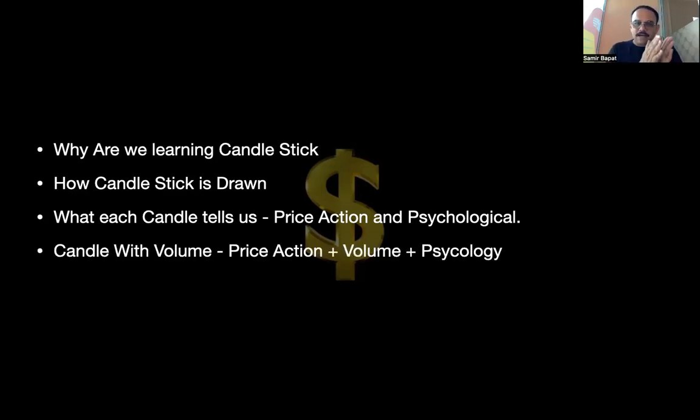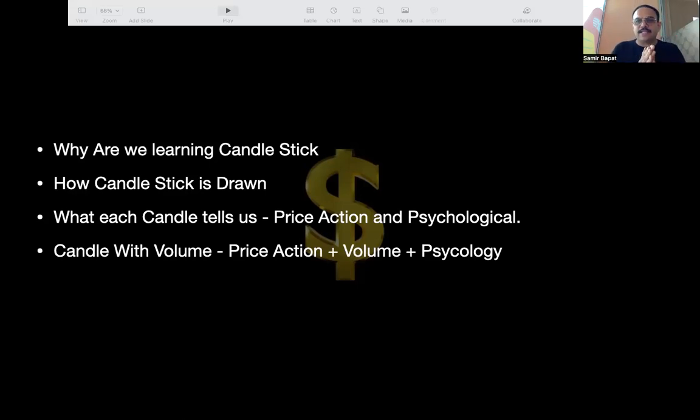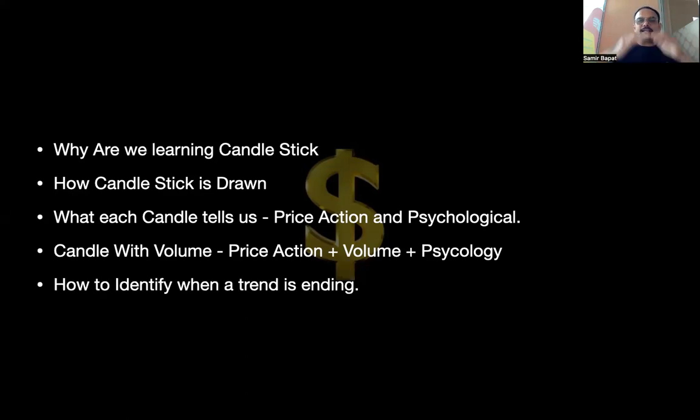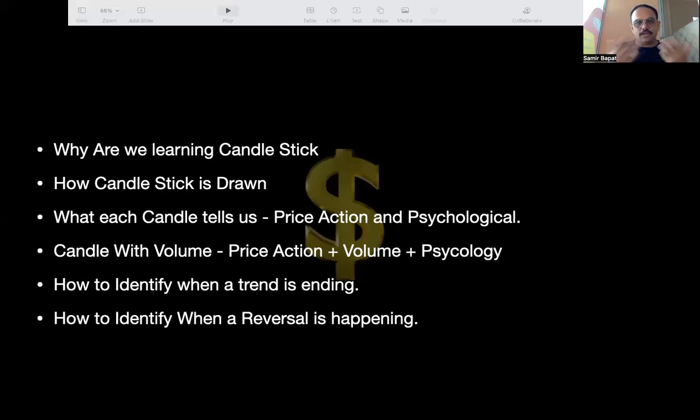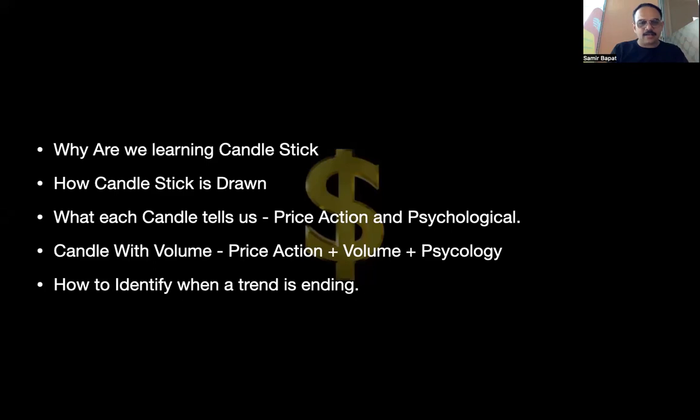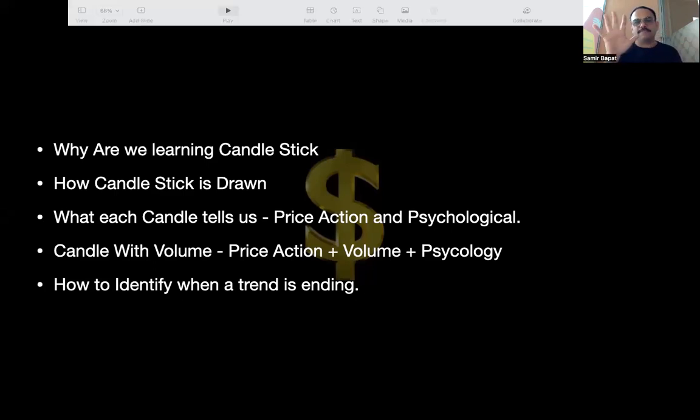Then we will compare price with volume, price action with volume, candlestick with volume. So you will get a deeper knowledge of what is happening exactly behind those candles and the volume. We'll take our knowledge to the next level. Then we will take it further and find when the downtrend is ending, so we can buy the share, and when the uptrend is starting. Typically here is point number 1, 2, 3, 4, 5. The fifth point: how to identify when the trend is ending.